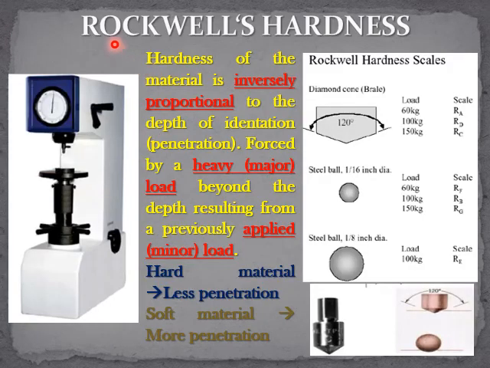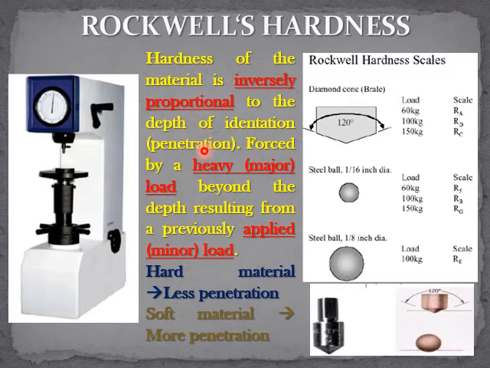The second method to measure the hardness of the material is Rockwell's hardness testing method. Here, the hardness of the material is inversely proportional to the depth of indentation, penetration or impression. In this method, loads are applied in two forms. Initially, a minor load is applied, followed by a heavy load, so that the impression is made more in depth and the readings are more accurate.